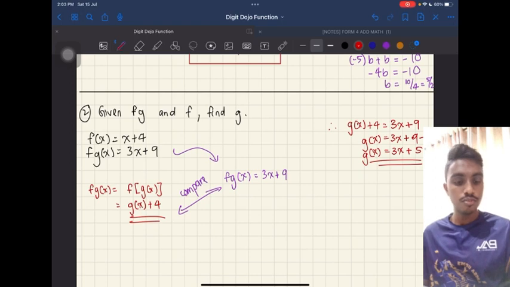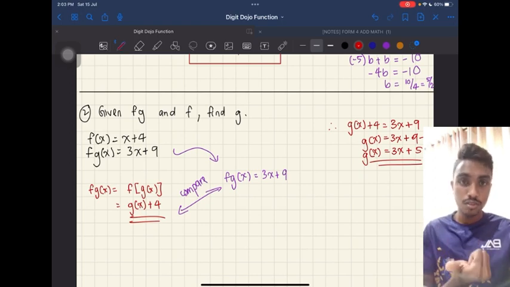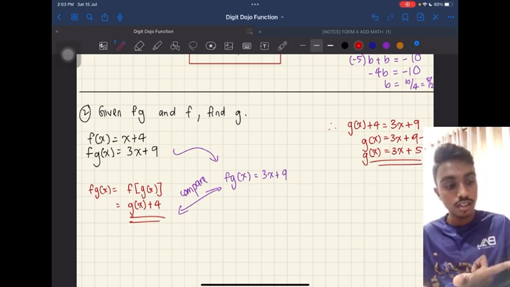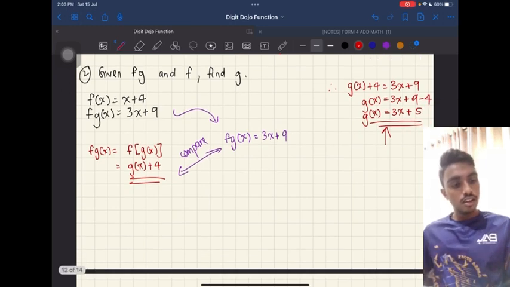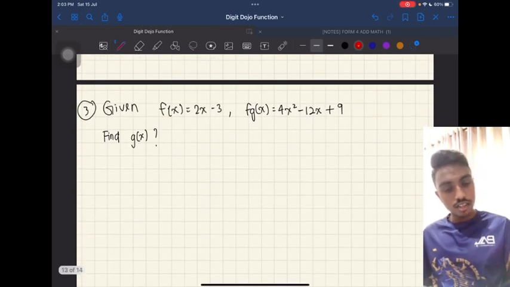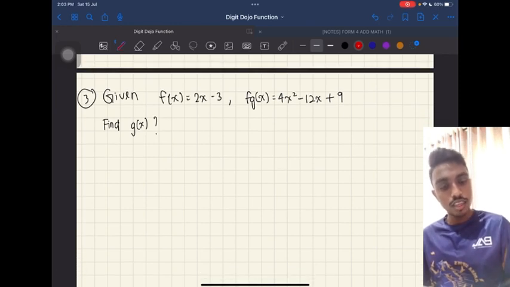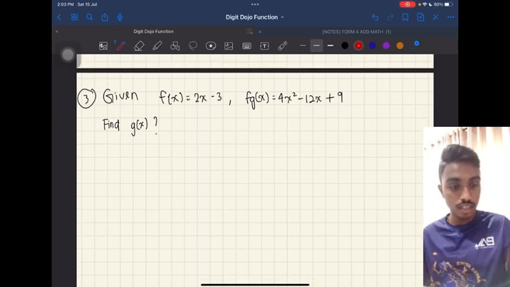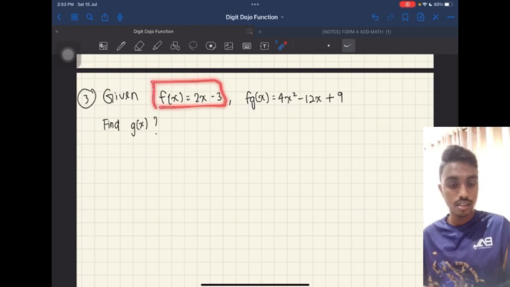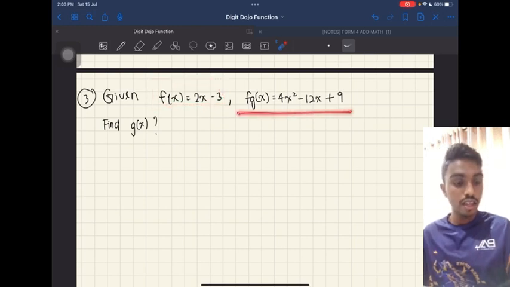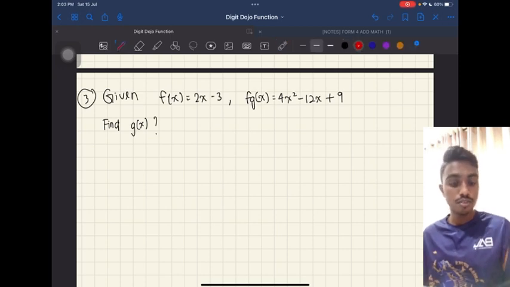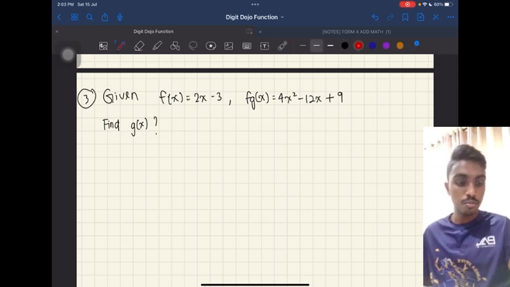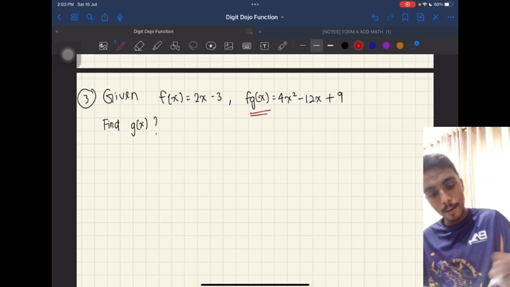Okay, this is how you find another function when they give you one function and one composite function. I will show you another example, the last example. Given f(x) is 2x minus 3, you are having one function f(x) equal to 2x minus 3, and fg(x) is 4x squared minus 12x plus 9. So you have to find g(x), another function, to make this composite function.